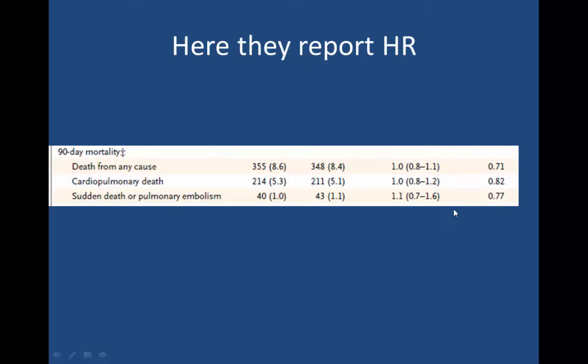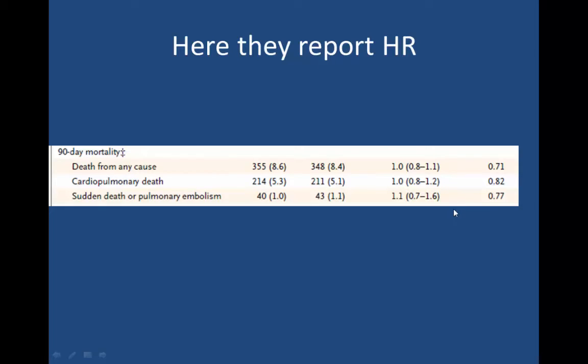Okay, here's a report that was given the results of hazard ratios. These are hazard ratios over here. And they said death from any cause, cardiopulmonary death, sudden death, or pulmonary embolism. And I should give you, these are their hazard ratios. Here's their 95% confidence interval.